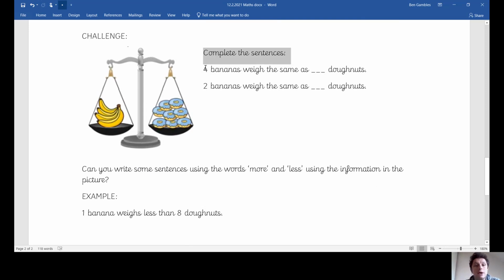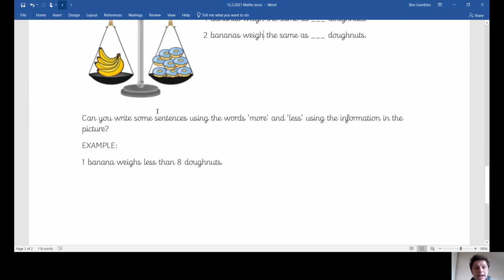Finish off the sentences. Four bananas weigh the same as how many donuts? Oh, you can just look at the picture for that one. Four bananas is the same as how many donuts? Then two bananas weigh the same as how many donuts? So if you only had two bananas, we took away half of these, how many donuts would we have to take away to keep it balanced? We halve this side, guess what we have to do to this side to keep it balanced?